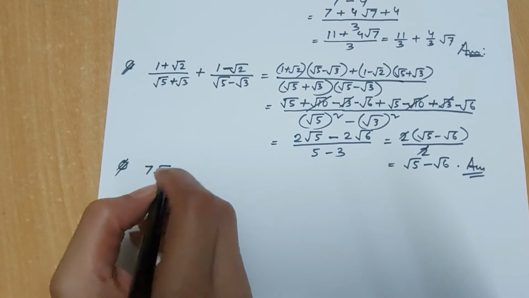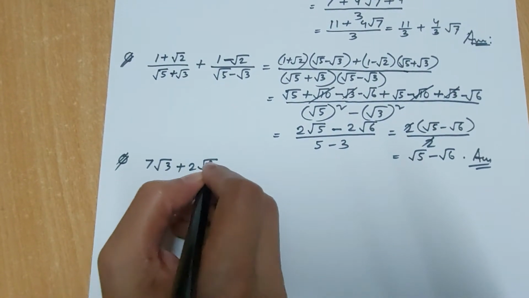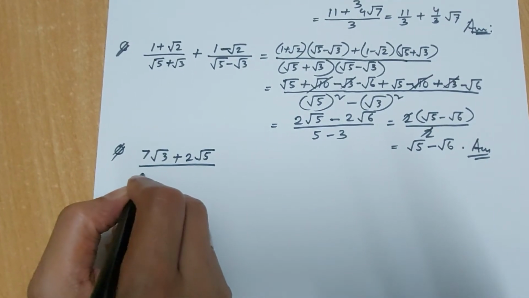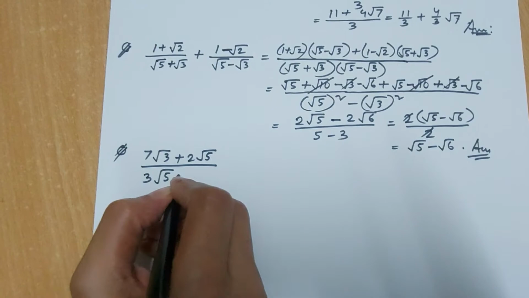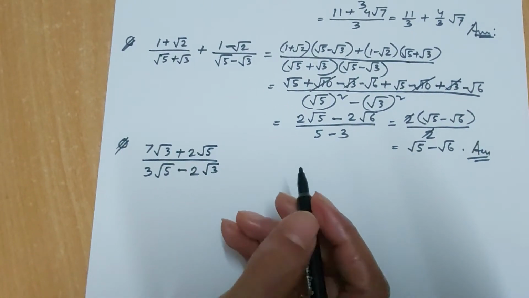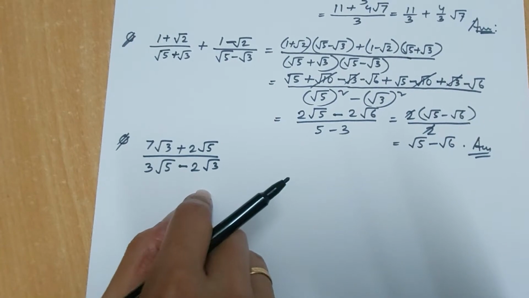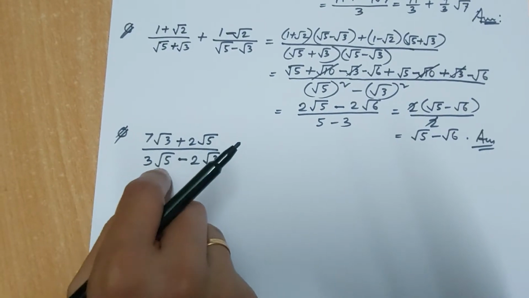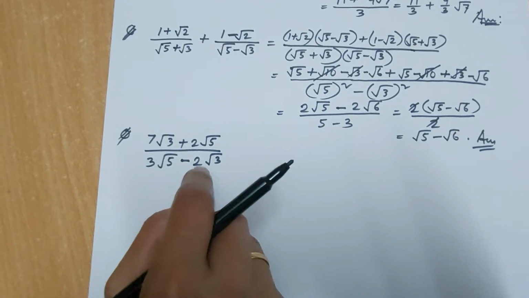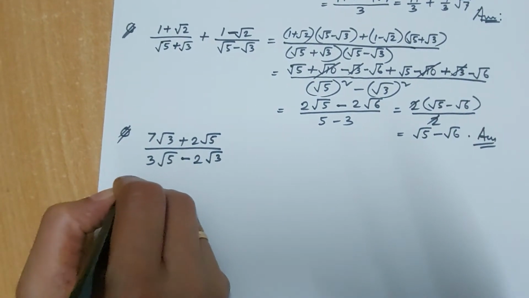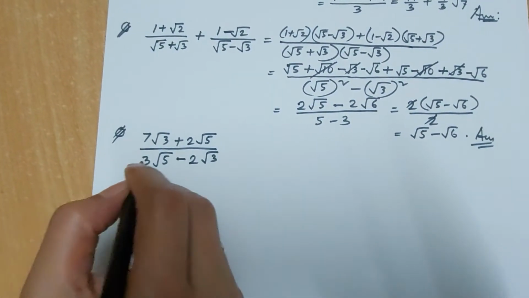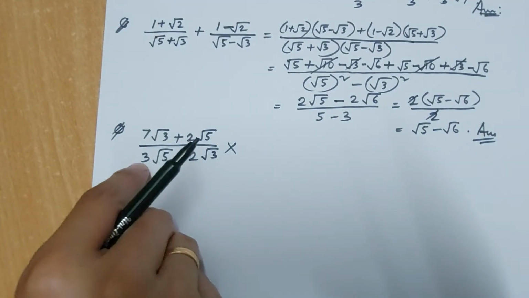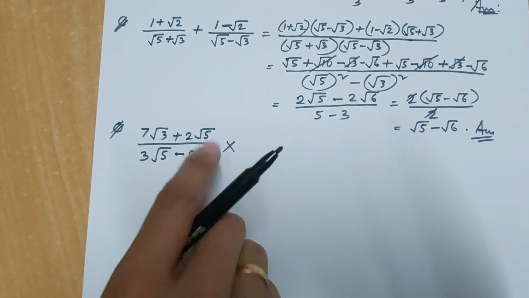Then I have to show you another example: 7 root 3 plus 2 root 5 divided by 3 root 5 minus 2 root 3. I should simplify this, and I should multiply this with the conjugate surd. The conjugate surd should be 3 root 5 plus 2 root 3.